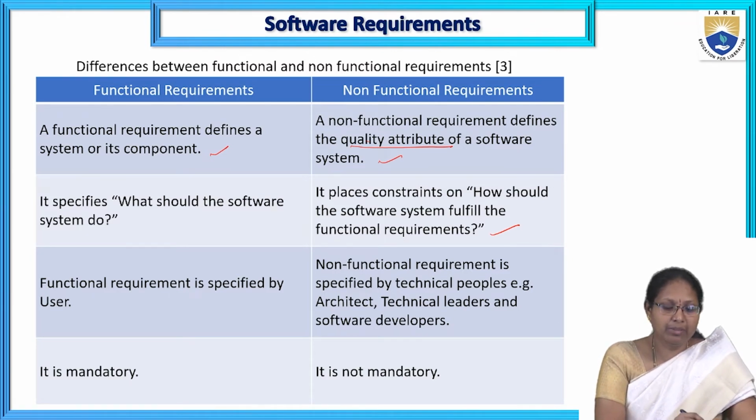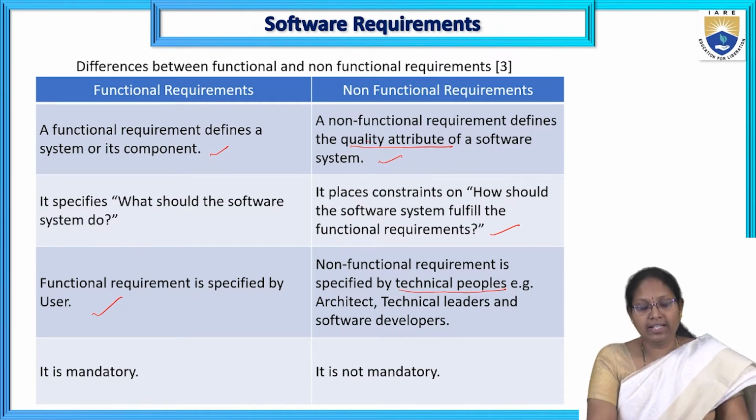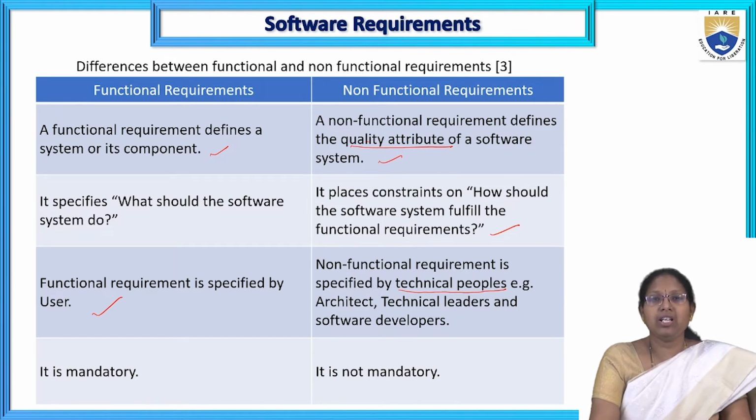So the functional requirement is specified by the users, whereas non-functional requirements are specified by technical people, for example software architects, as well as technical leaders and software developers. Because the system should perform in an efficient manner, as well as with reliability, portability, and maintainability, all these things are the responsibility of the technical people. But the functional requirement is specified only by the end users as well as the clients.